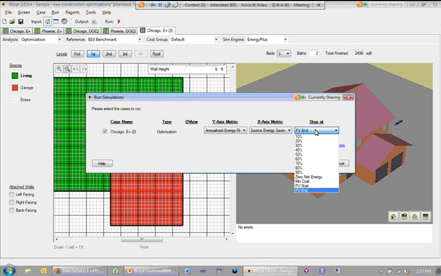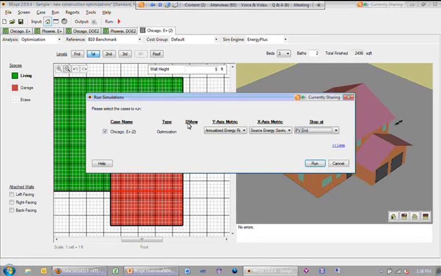Do you want to stop at, let's say, trying to get to zero net energy? Do you want the optimization to only go to 30% and then stop? So this is a way to save some simulations if you're not interested in the entire curve all the way from 0% energy savings to zero net energy. You can choose some other metric. You could choose the min cost, the sort of lowest point on the curve, the most economical point.